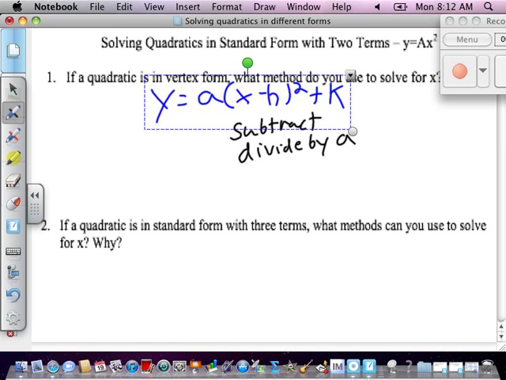And then what would I do? Finally, I'm left with x minus h squared. How do I get rid of the squared? Square root. And then finally, I would add h.